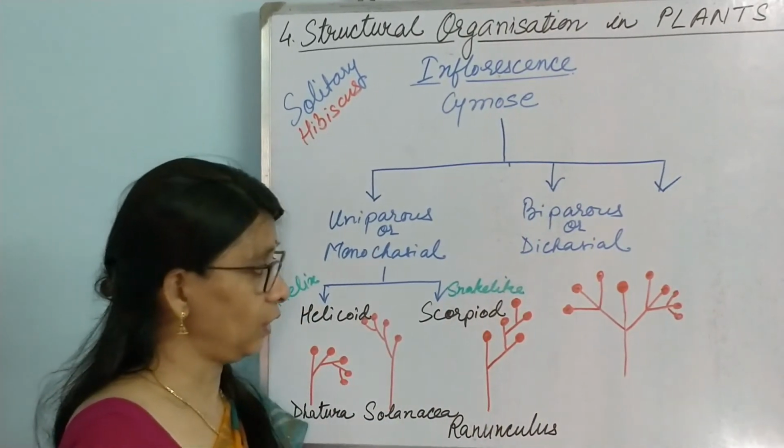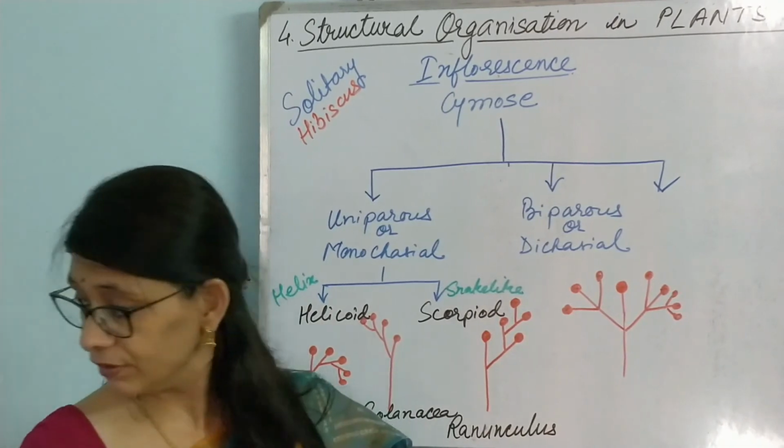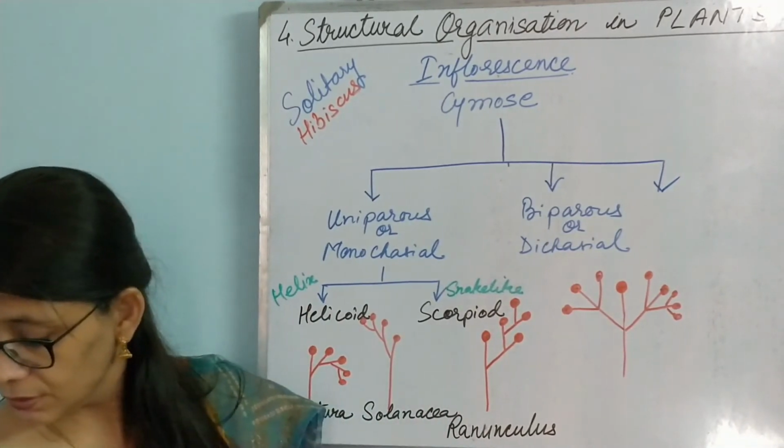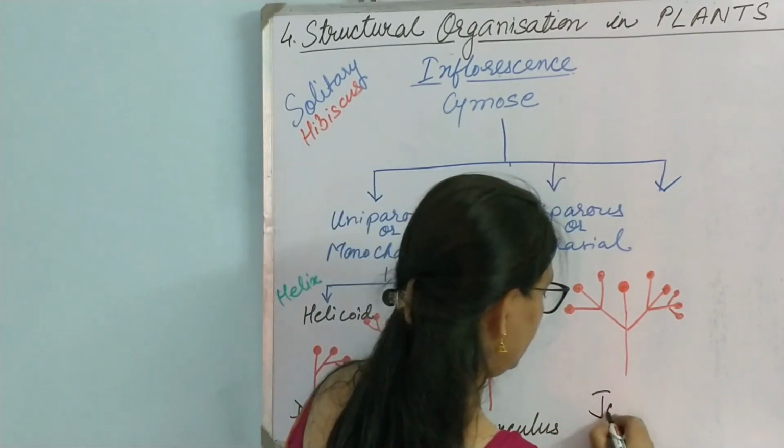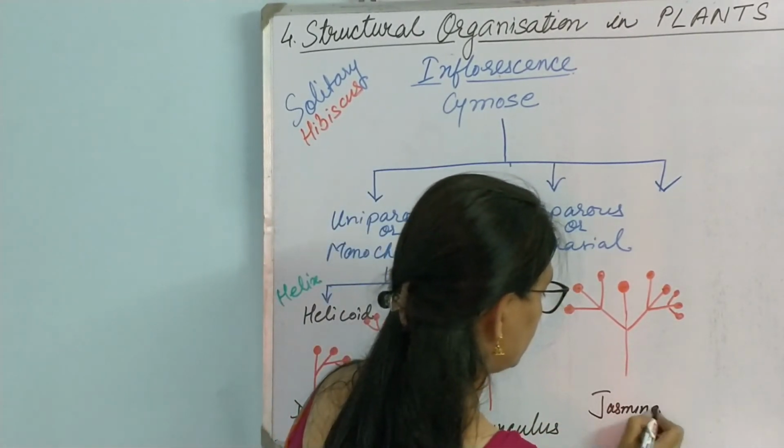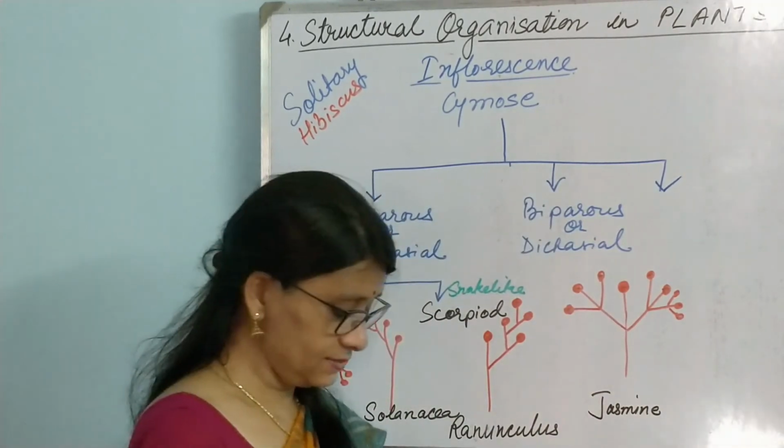Biparous is found in jasmine. In jasmine we get the biparous cyme.